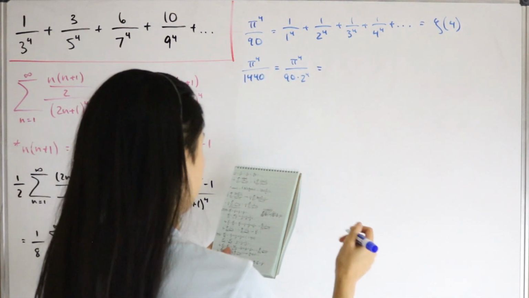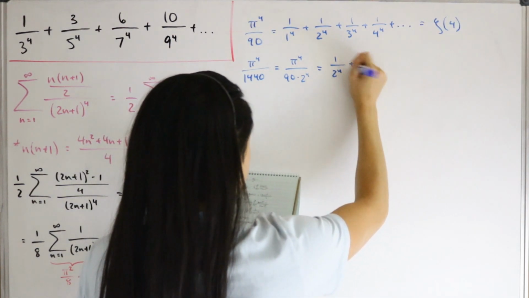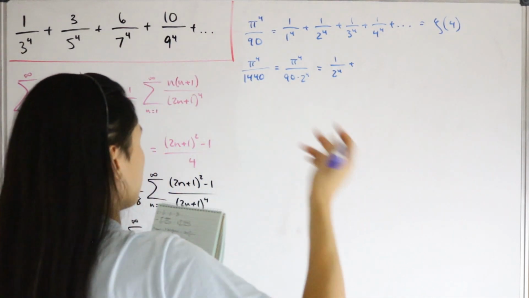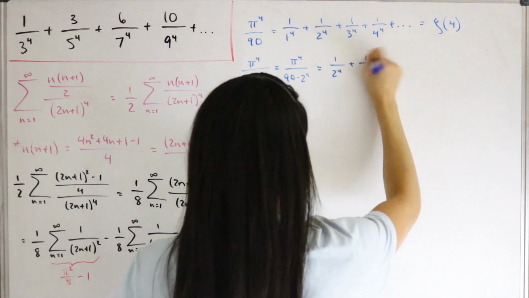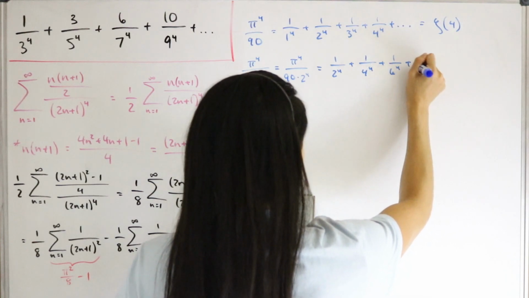What we have is that the expansion is going to be written as 1 divided by 2 to the power 4. You'll notice that what we're doing is considering the even degrees, or the even reciprocals of the terms, and then we're going to subtract it. That's the whole takeaway from here. So 1 divided by 4 to the power 4, plus 1 divided by 6 to the power 4, and so on and so forth.